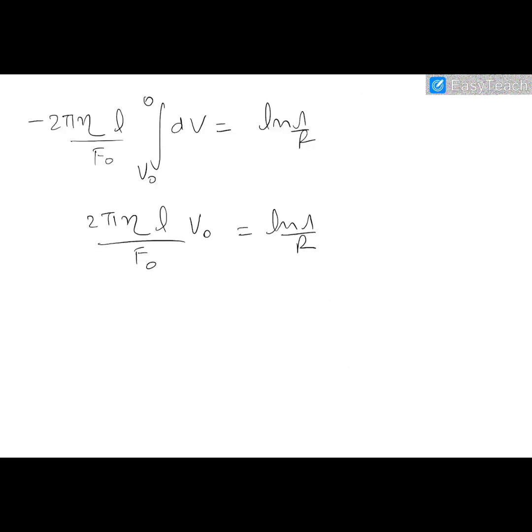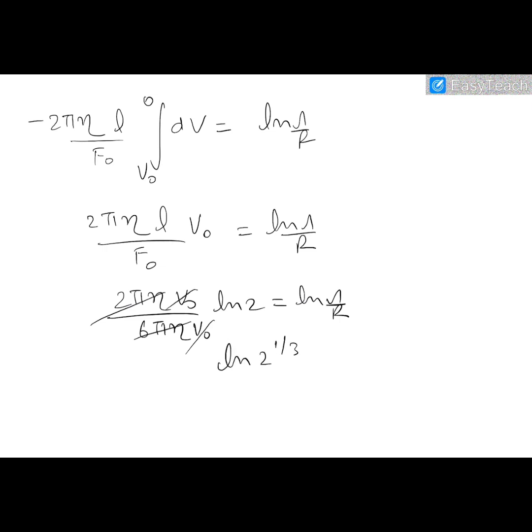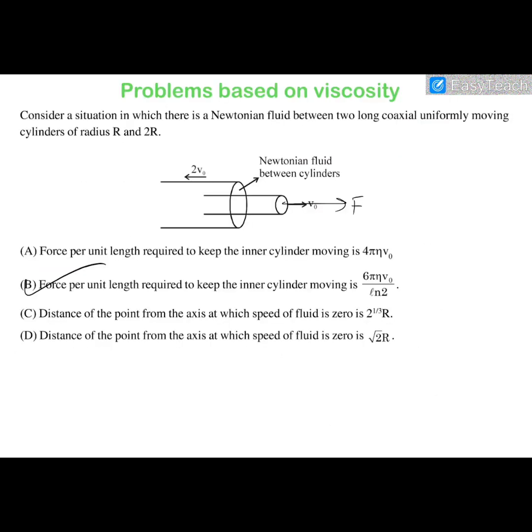So we can substitute F0 by L. This is 2 pi neta V0 divided by 6 pi neta V0 by ln2, which is equal to ln R by r. Cancelling V0 with V0, this is ln2 to the power 1 by 3, which is equal to ln R by r. So r is equal to capital R into 2 to the power 1 by 3. So the distance from the axis where the velocity will become 0 will be 2 to the power 1 by 3 into R. So that's it in this video.